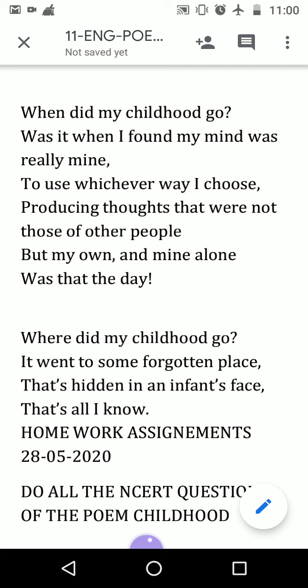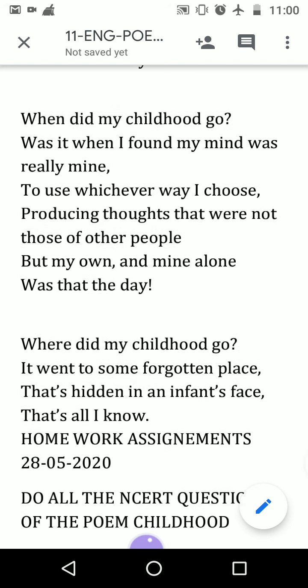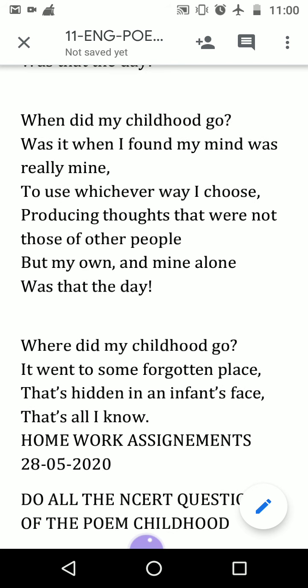So you will do all the NCERT questions of this poem. With this, I am sending you a small list of literary devices, in the message form, not in a PDF and Word file. So you please see, and do the needful, do the NCERT questions.